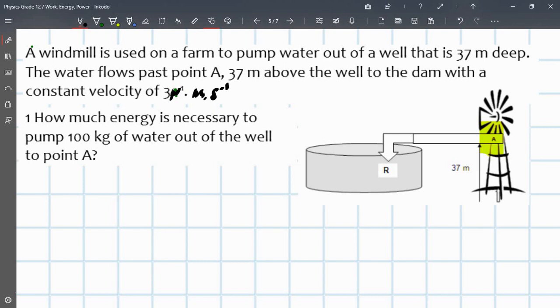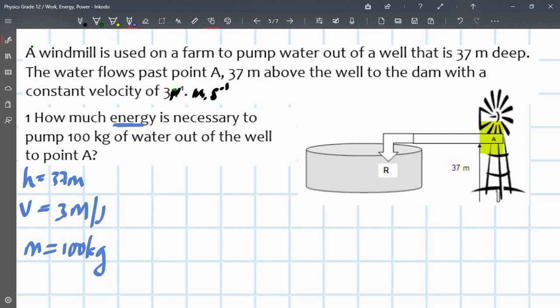Let's just write out what we've been given. Height, h is equal to 37 meters, and we've been given a velocity equal to 3 meters per second. We're given a mass equal to 100 kg. Right, so what would you do in this sort of situation? I mean, you're required to calculate energy. So what formula do we have to calculate energy?